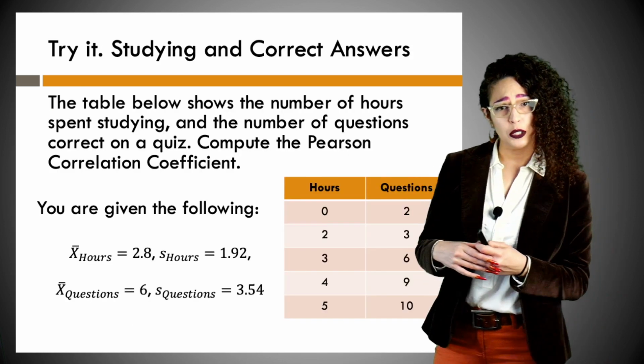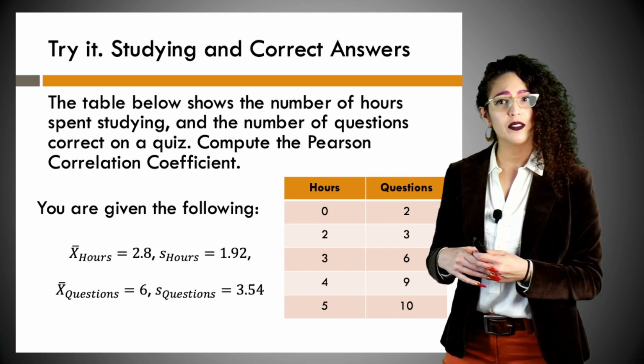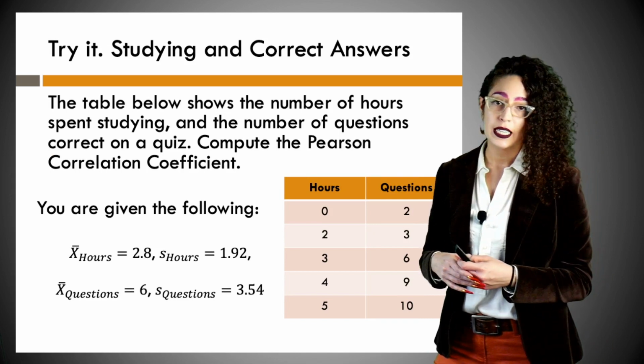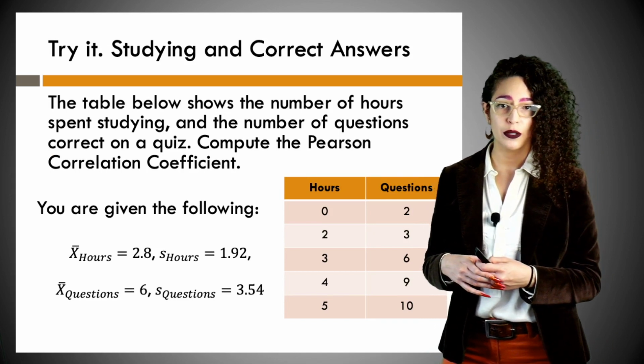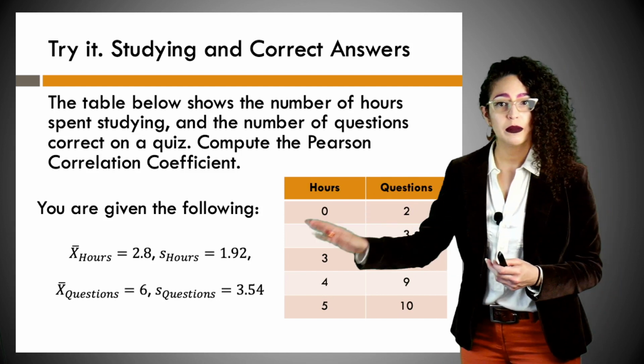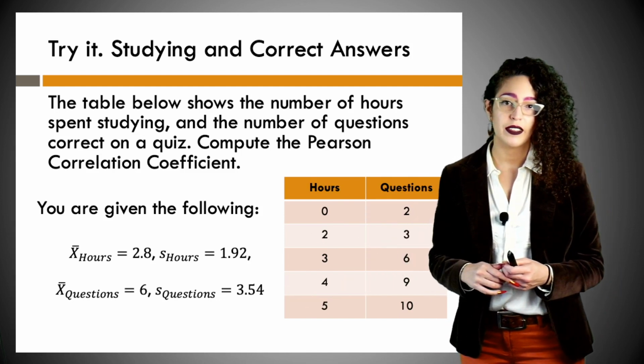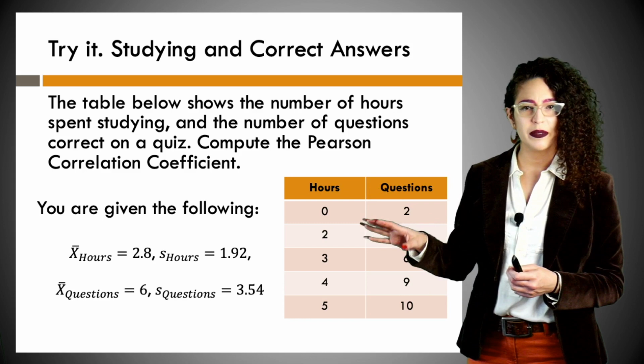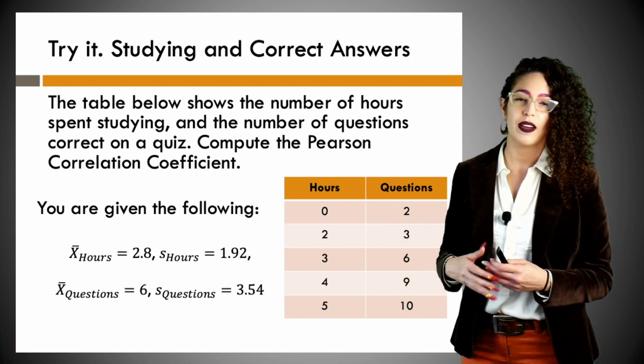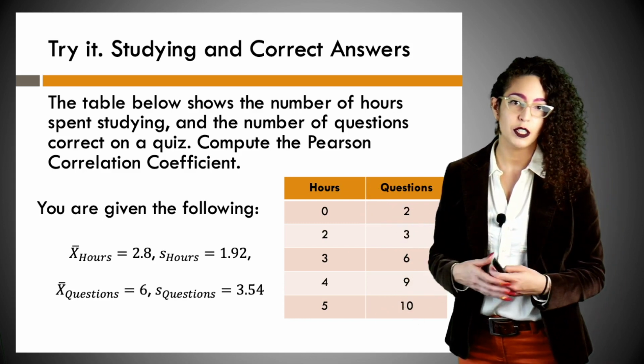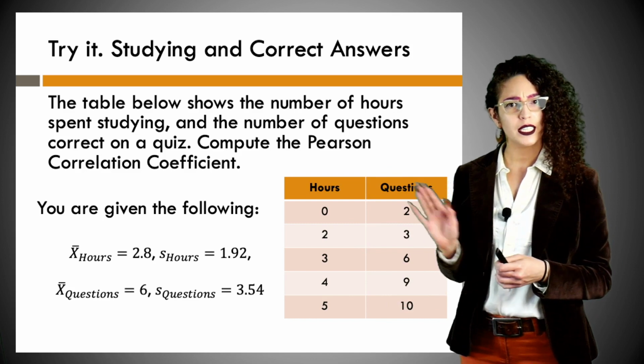The table below shows the number of hours spent studying and the number of questions correct on a quiz. Compute the Pearson correlation coefficient. So we have some summary statistics here. Great, makes our life easier. But let's also just look at the numbers. I mean, this is a small data set and it's easy to see. If I were to give you a bigger data set, you can't just look at it visually, but we're learning. So let's look at this.